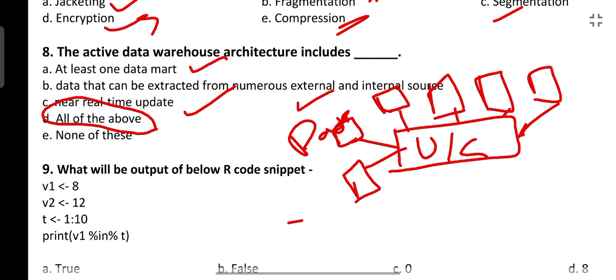So that's what it is telling. Active data warehouse architecture has at least one data mart. Yes, it should have at least one data mart. It can have more. Data that can be extracted from numerous external and internal sources. These are different sources from where the data will be extracted.